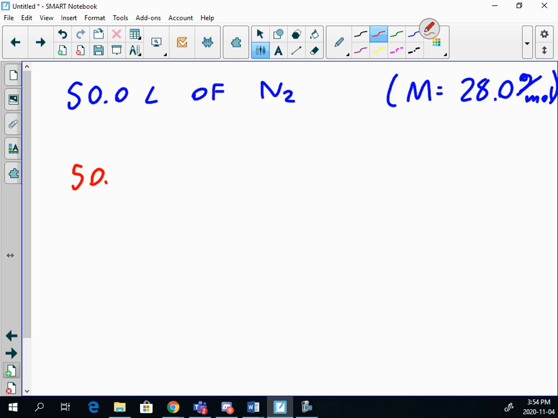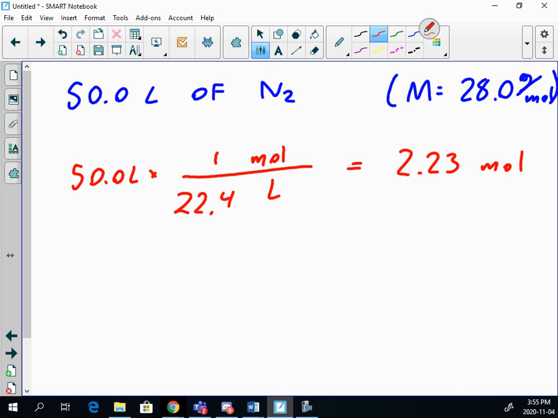So if I have 50.0 liters, I'll use a conversion factor to take me away from liters and to moles. I'll take advantage of the fact that 1 mole, at standard conditions, has a volume of 22.4 liters, which gives me a calculation 50 times 1 divided by 22.4, which turns out to be 2.23 moles. Cool.